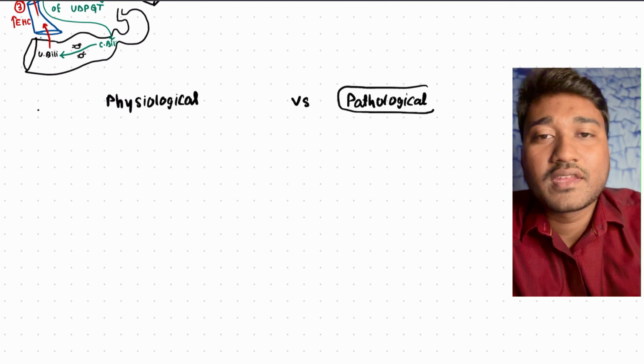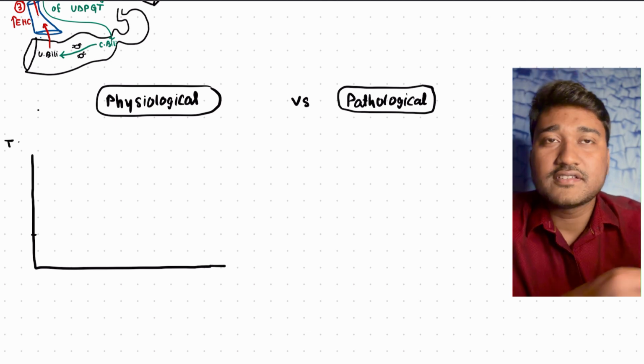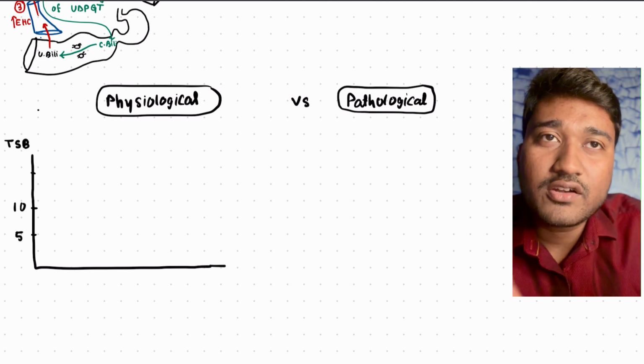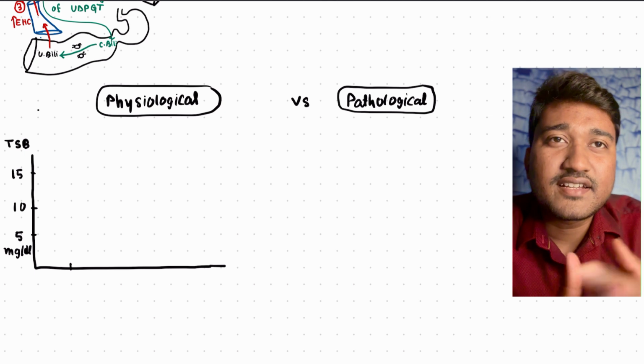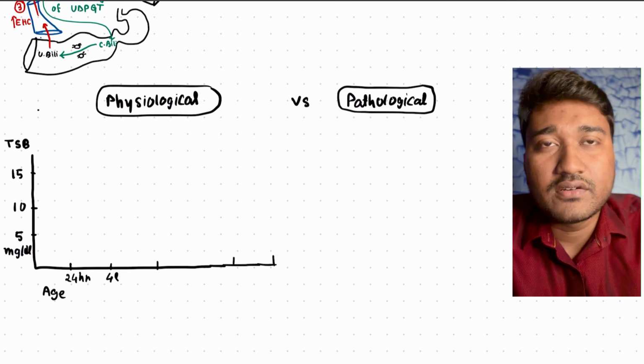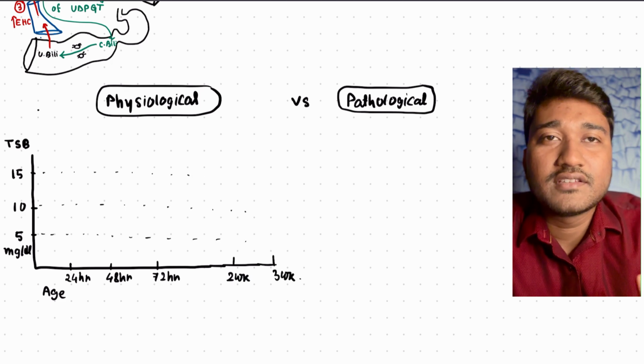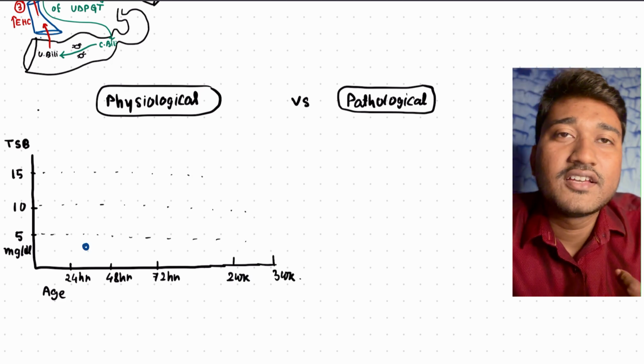Some few concepts about physiological jaundice versus pathological jaundice. This is important. So what is physiological and what is pathological? We discussed a few causes. Now understand what is physiological versus what is pathological. Please draw with me this diagram, this chart, which is describing all this.